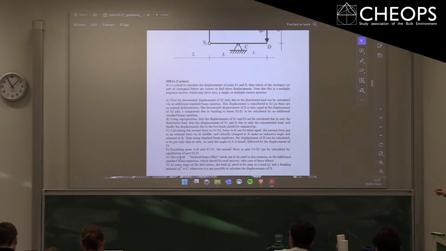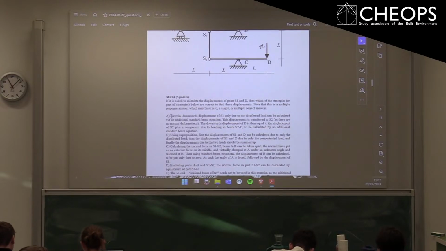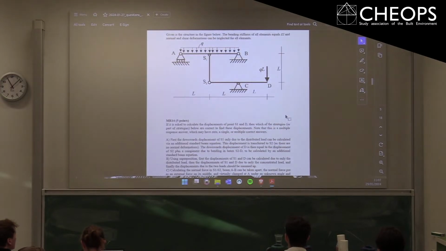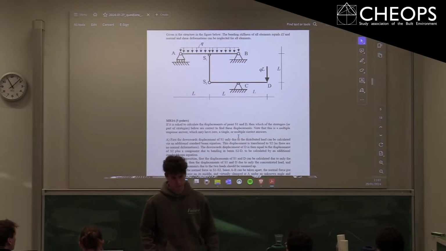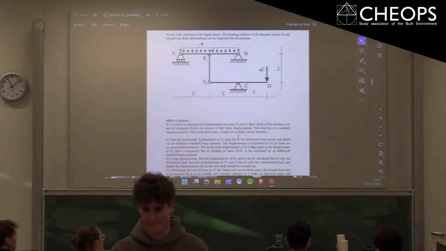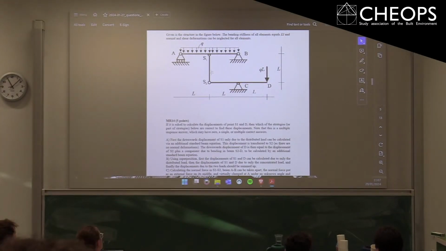A: first, downward displacement is only due to the distributed load. And then blah, blah, blah. So actually this first part is already not really correct. Because what happens, as you will see in the calculation in a second, this member causes a reaction force upwards in your beam.